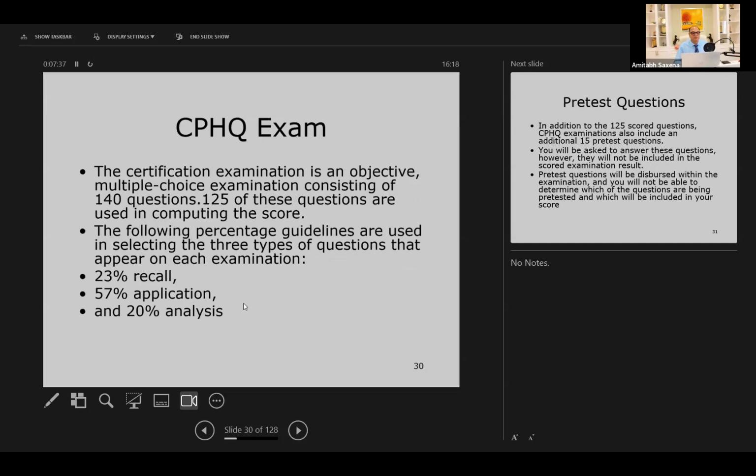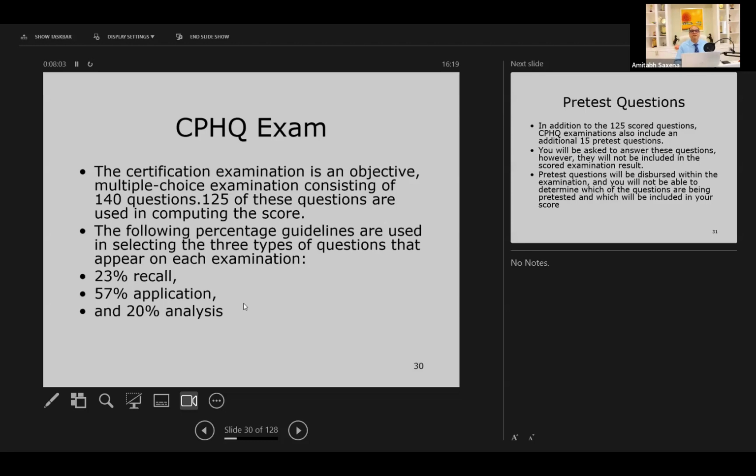So 23% are recall questions, and 57% are application questions, which we prepare you for in our CPHQ preparation course. We prepare you well for that. And 20% is related to analysis. There are 140 questions. Out of this, 15 questions are pre-test questions, meaning they're not going to score you on those questions. So 125 of these questions are used in computing the score.